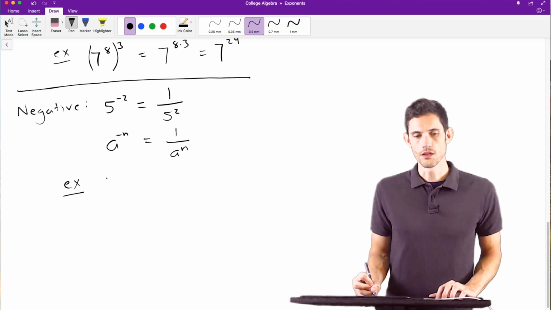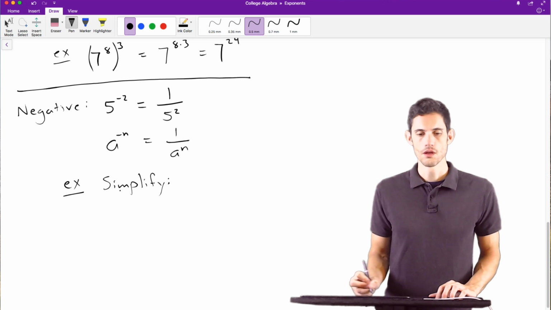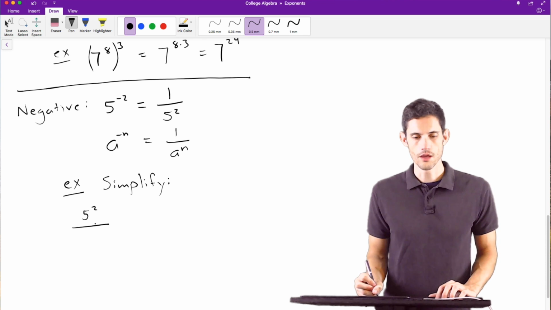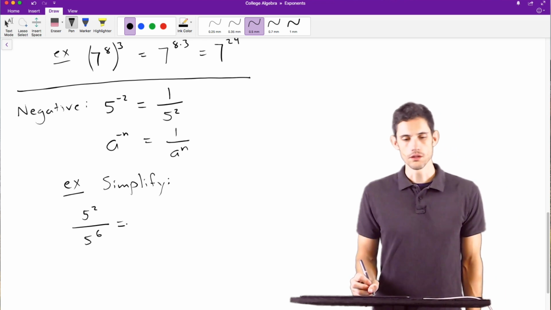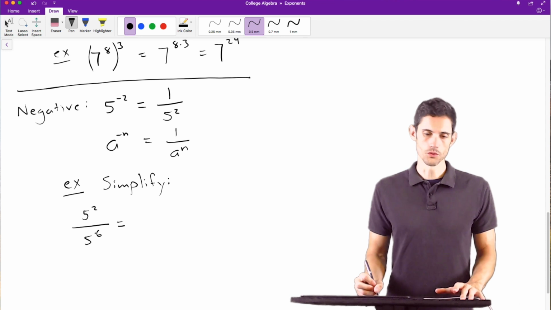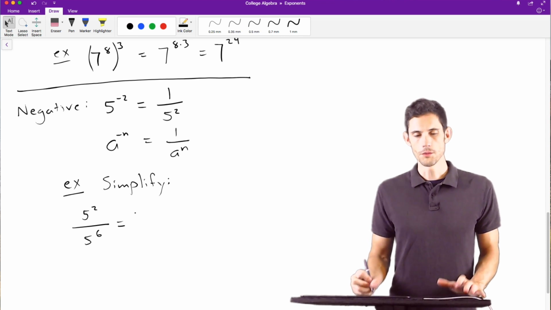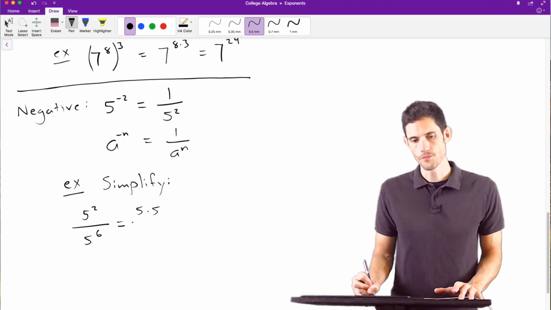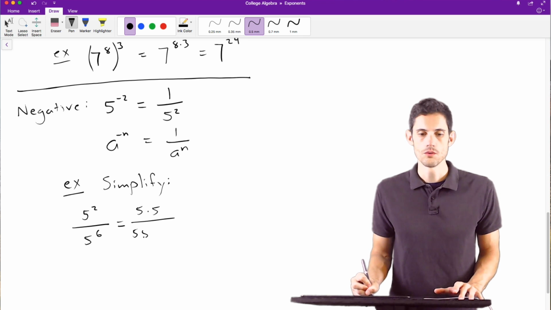So maybe I'll just say simplify 5 squared divided by 5 to the power 6. Well, let's go through it once without using the rule. Maybe we'll just use the rule at the very end the first time. So I've got 5 times 5 on the top, and on the bottom I have 6 5s. 1, 2, 3, 4, 5, 6.